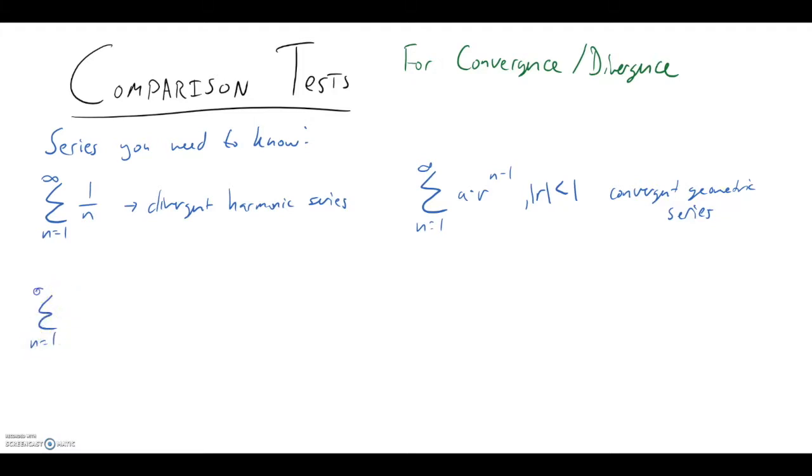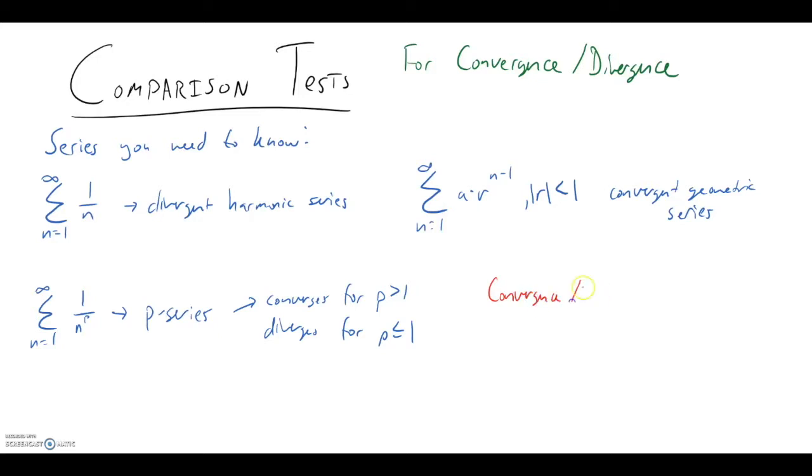And finally, we need to be familiar with the p-series. Anything expressed 1 over n to the p, where p is some constant power. We need to know that the p-series converges for all values of p that are strictly greater than 1, and diverges for any values of p less than or equal to 1. And the case where p equals 1 is the divergent harmonic series we mentioned above.